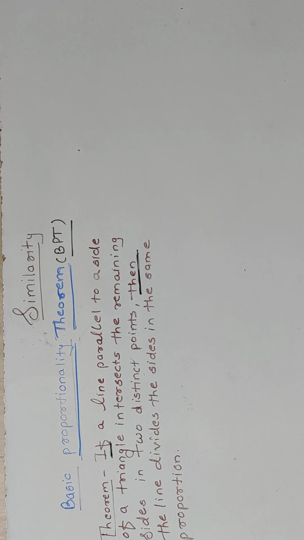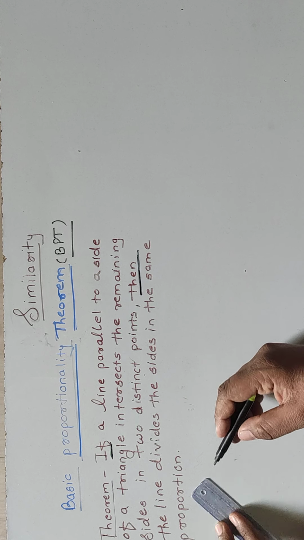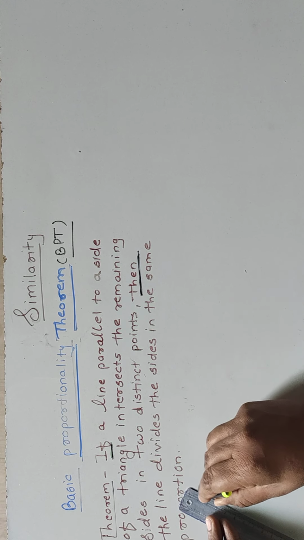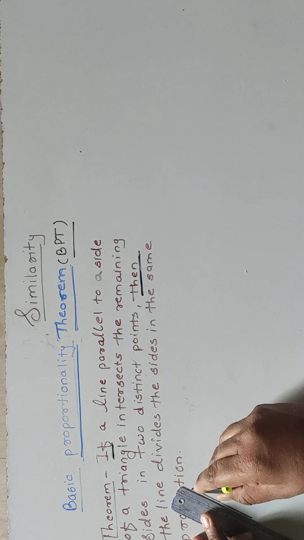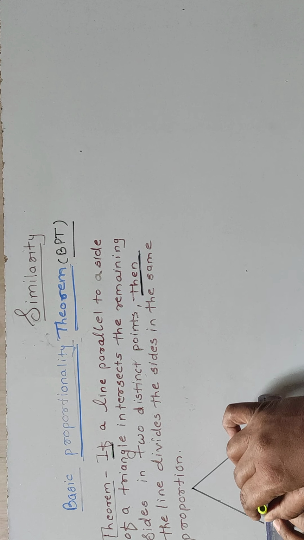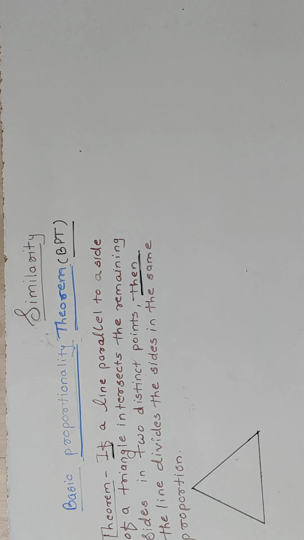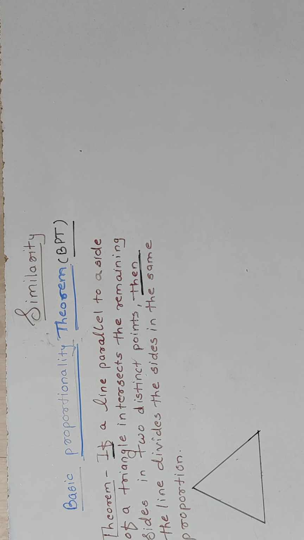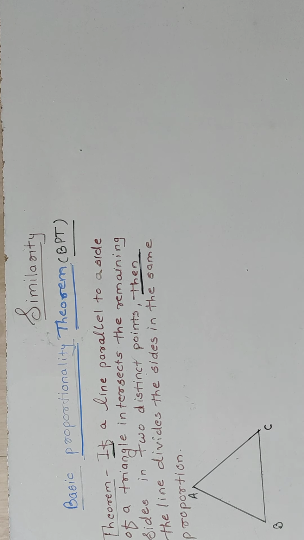What they gave us is: if a line is parallel to a side of a triangle, so we have to draw a triangle at first. So, this is our triangle. This is triangle ABC.